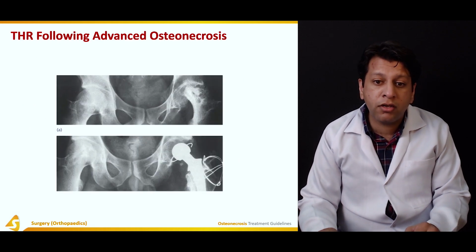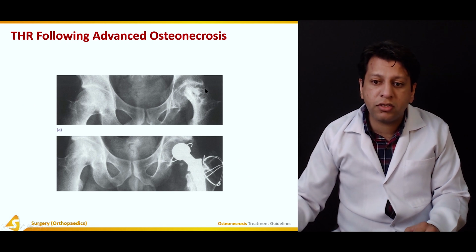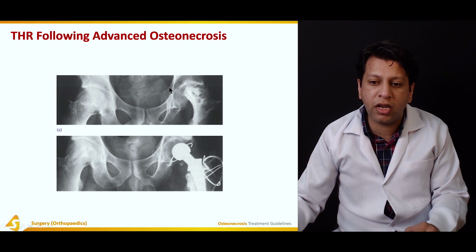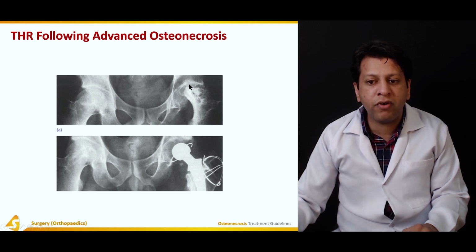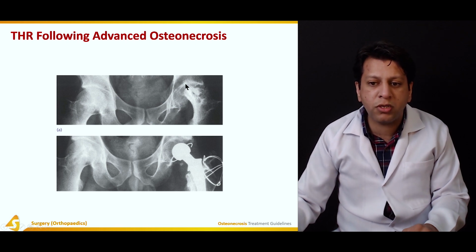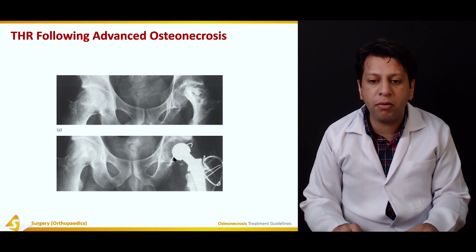Now, if you see over here, this is showing an advanced stage. The head has fragmented and collapsed, and even some degree of sclerosis is possible here as well. So this is definitely stage 4 Ficat, or probably Steinberg stage 5 or 6, in which the joint space is reduced and there is some degree of acetabular arthritis as well. This has been replaced by total hip replacement.